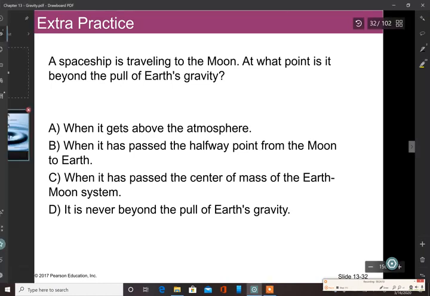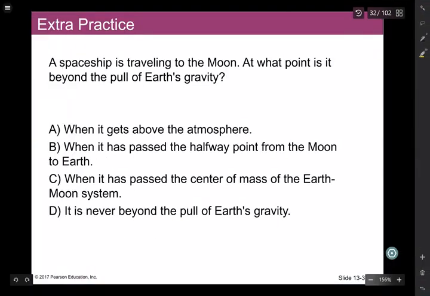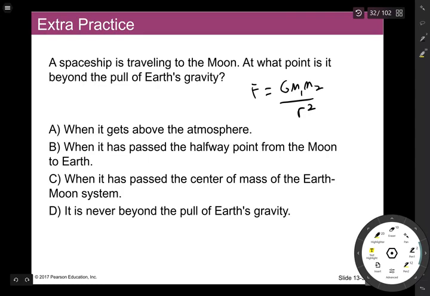Okay, so with that working, finally, we have a couple more problems and we'll move on to the last section here. So, a spaceship traveling to the moon: when is it no longer feeling Earth's gravity, or at what point is it beyond the pull of Earth's gravity? Well, again, let's look at the equation. We're asking when is that zero, right? That's what beyond the pull of Earth's gravity would mean.